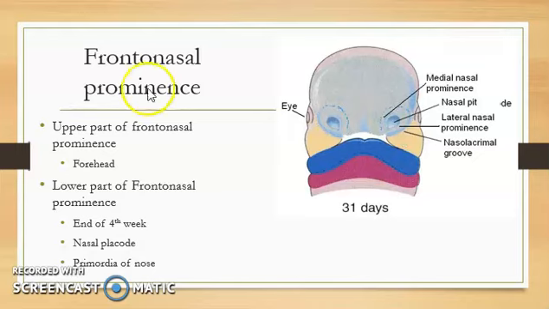This lateral nasal prominence is separated from the maxillary prominence by the nasolacrimal groove. So there is development of the nasolacrimal duct in this groove. The nasolacrimal duct initially is a thickening of the ectoderm, but later on it is canalized to form a duct, and its upper part is expanded to form the lacrimal sac. So the nasolacrimal duct extends from the medial angle of the eye to the nose.